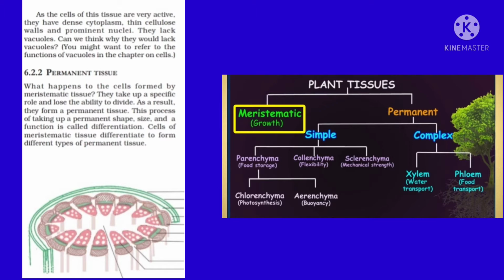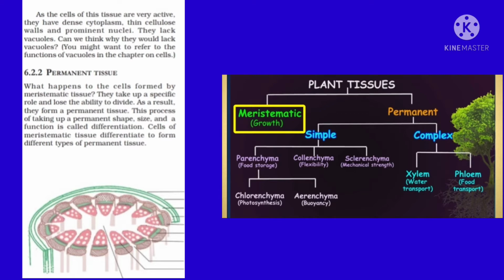Meristematic cells have few or no vacuoles because they go for division. Their function is not to store food, whereas permanent tissues have large vacuoles. Now let's move on to permanent tissues.